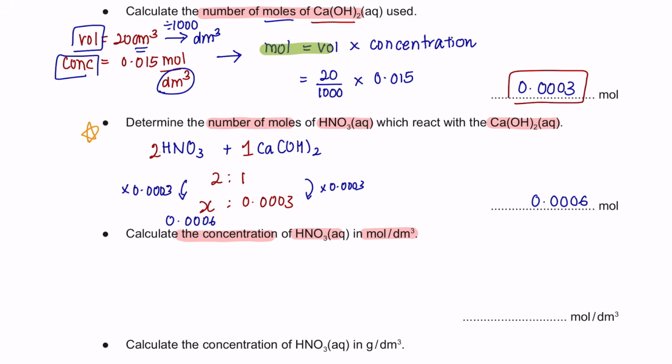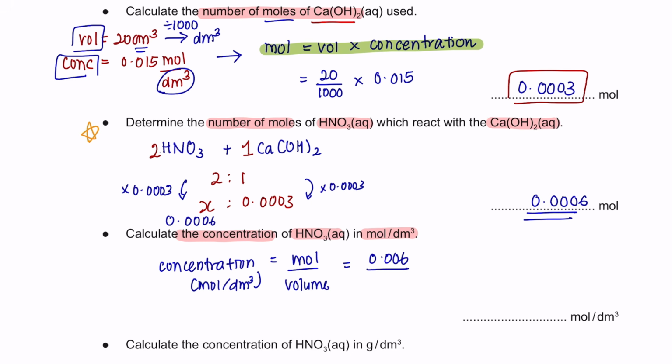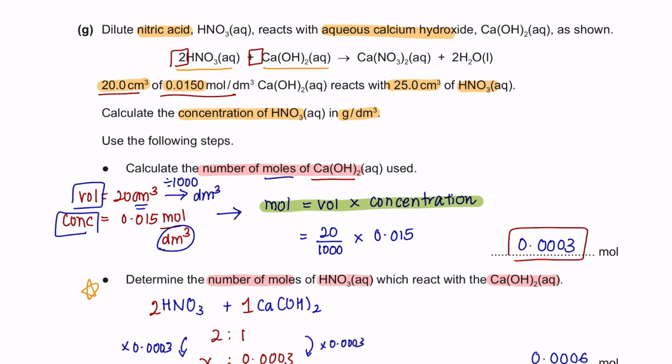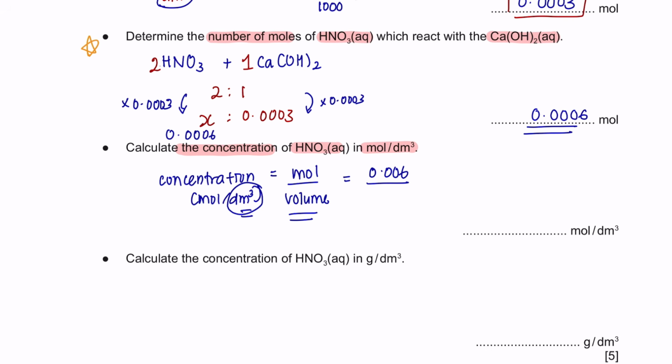Next, step 3 is to calculate the concentration of nitric acid in mole dm³. So we're going to use the same formula here, but this time rearrange it to find concentration, which is mole over volume. So the mole has been found in step 2 and we're going to divide it by volume. Remember that volume has to be in dm³. The volume of nitric acid has been given to us, which is 25 centimeter cube. So 25 centimeter cube to dm³ would be by dividing by 1000. And the concentration would be 0.024.